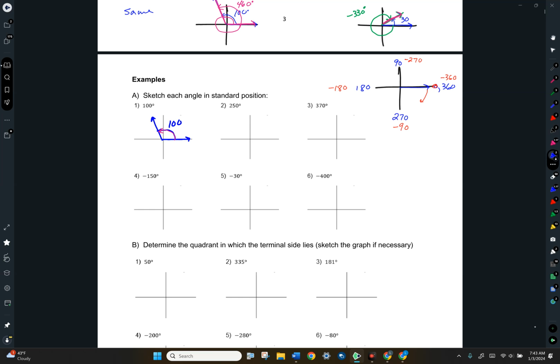Number 2, 250 degrees. Well, that means I start right here on the positive x-axis. Remember, all the way down here is 270, so I'm going to fall just short of that right there. Might be 250, and they don't have to be perfect. You just have to get them in the right quadrant. Show the angle of rotation, show that arrow to represent which direction it rotated, and then label it.